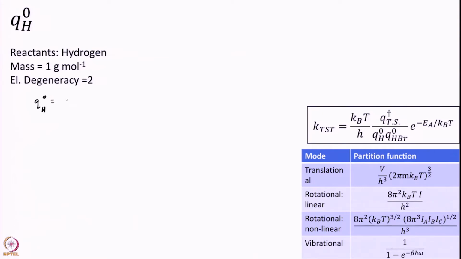QH naught is Q translational naught times Q electronic, which is nothing but Q translation divided by volume times Q electronic. Q electronic is nothing but the degeneracy. So, this is nothing but a 2, which is Q electronic, times Q translation over volume. So, volume will cancel and I will get 1 over h cube.